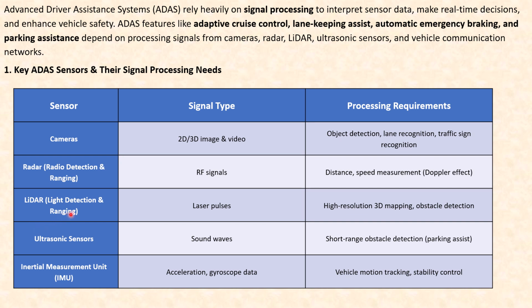Next comes the lidar. What is lidar? Light detection and ranging. And what is the signal type? Laser pulses. When it comes to processing requirements, high resolution 3D mapping, obstacle detection. And when it comes to ultrasonic sensors, the signal is sound waves, and the requirement is short range obstacle detection. Next comes the inertial measurement unit, with acceleration and gyroscope data, and the processing requirement is vehicle motion tracking and stability control.